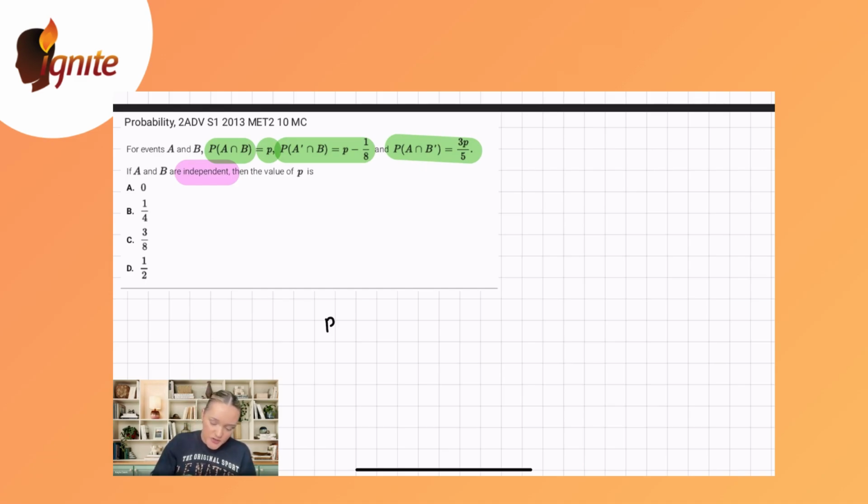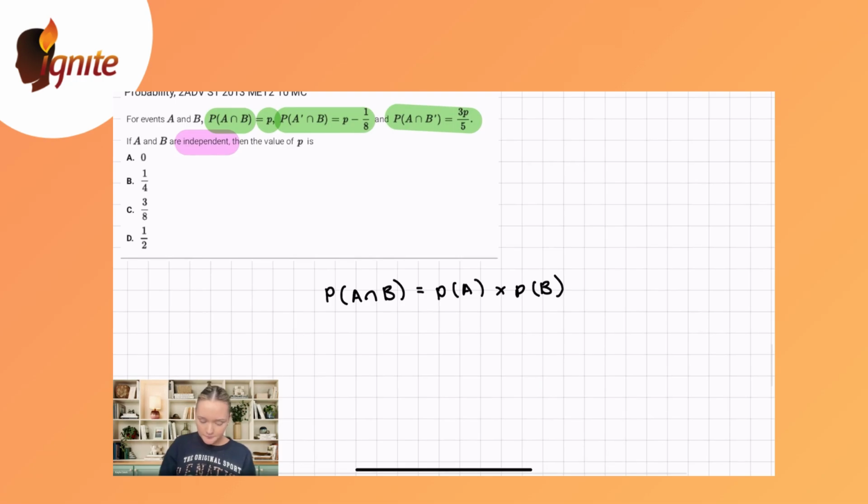In your formula sheet, you get this formula as well. So when we have independent events, A intersection B, so what's in the intersection part of my diagram, is going to equal the probability of A times my probability of B. So whenever you see independent on your trial paper or your HSC questions, straight away write down that formula. That's going to help you a lot there.